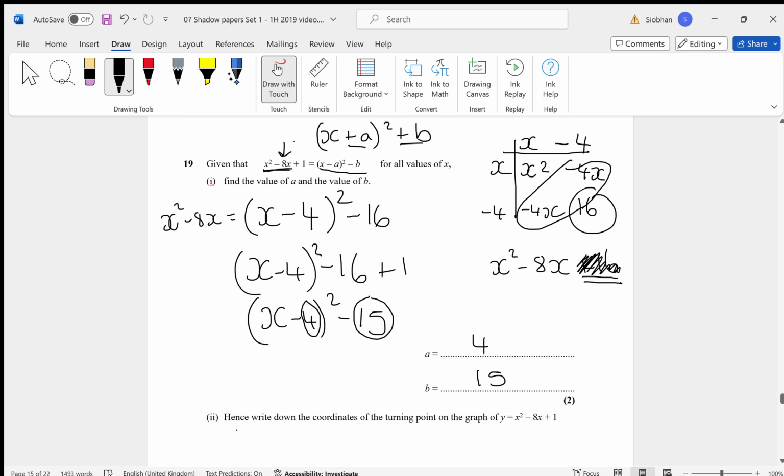So I'm just going to write that down here because it says hence now find the turning point. So we do need to use this to find the turning point. So I'm going to go through a bit more of an explanation now of our graph. So this is what y equals if we're going to draw it on a graph.